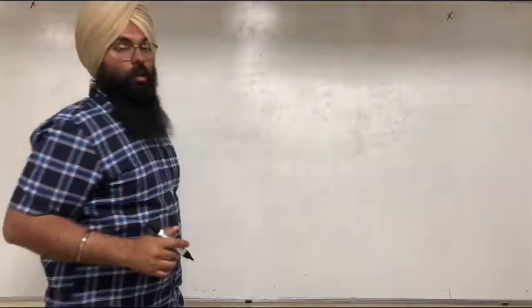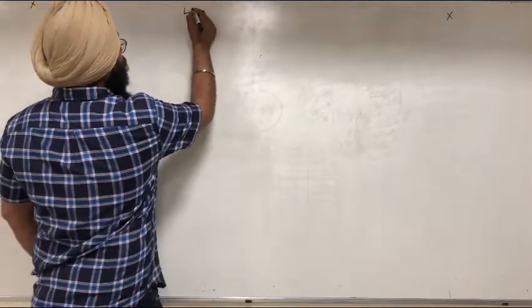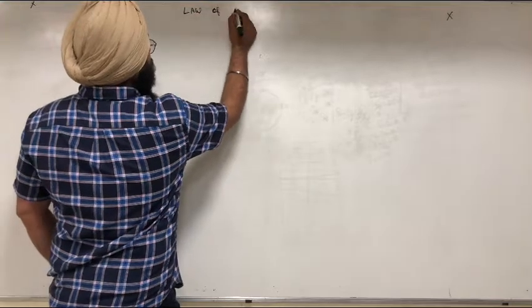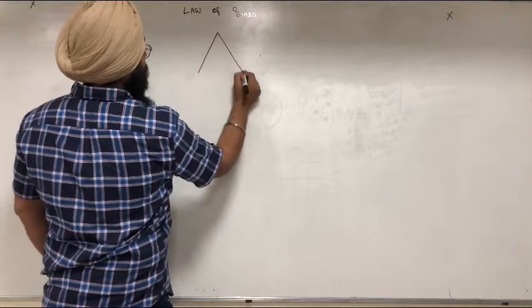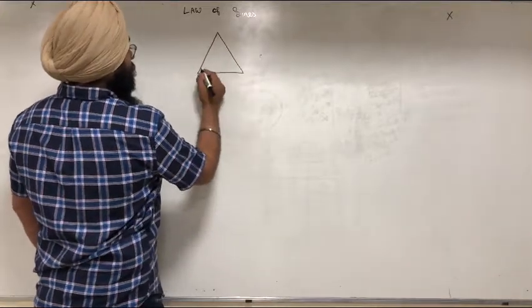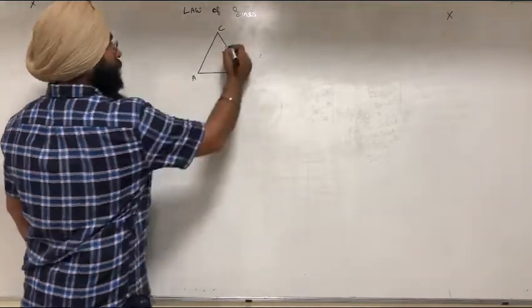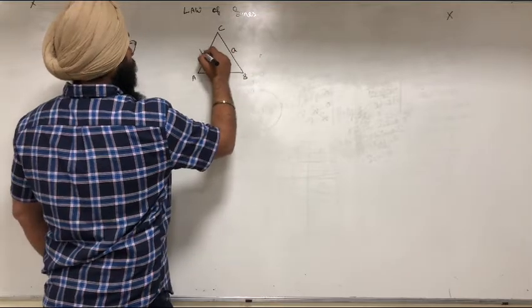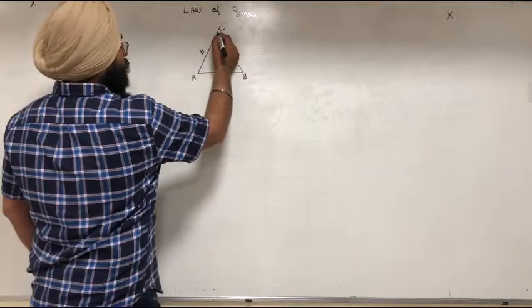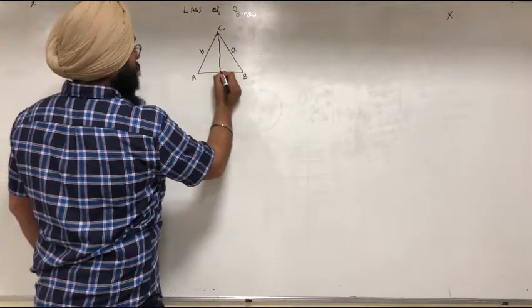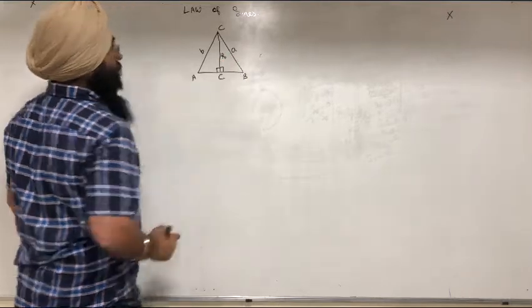So guys, now we'll be studying about law of sines. Let's take a triangle ABC. Let A be the magnitude of this side and this. Now what we'll do, we'll drop a perpendicular from C onto AB and let's name it as H1.